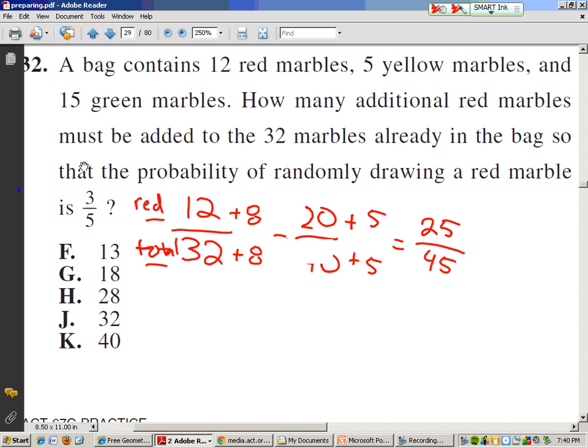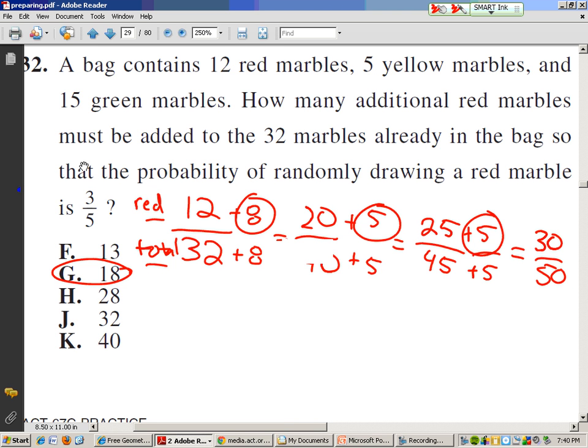That's not quite it either. So let's try one more time. I bet you this is going to do it. And so this would be 30 out of 50. Does that look like it's going to reduce to 3/5? All right, so how many total red marbles did we add? 18. Now, do you guys want an algebraic way to do this?